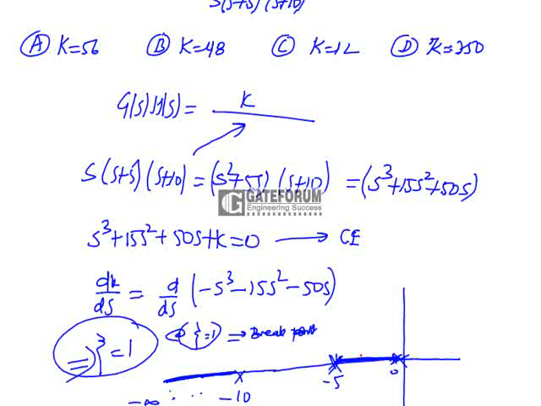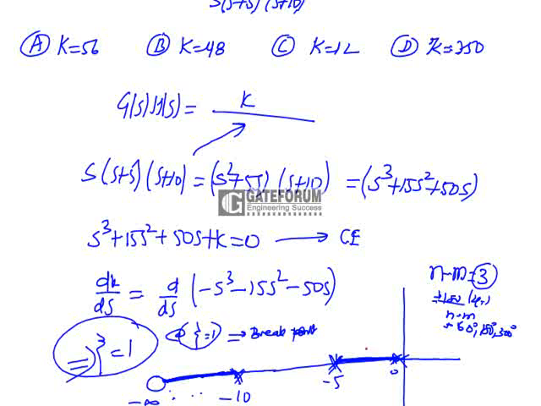How many asymptotes are possible here? The number of asymptotes is n minus m, that is, number of poles minus number of zeros. Here we have 3 asymptotes. One asymptote will be along the 180 degrees axis. You can also calculate plus or minus (2q plus 1) into 180 by n minus m. These will be the asymptote angles, which are 60 degrees, 180 degrees and 300 degrees.